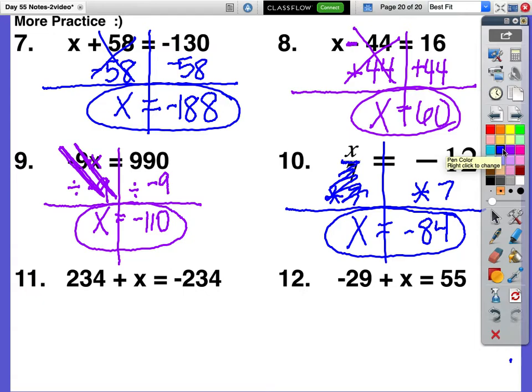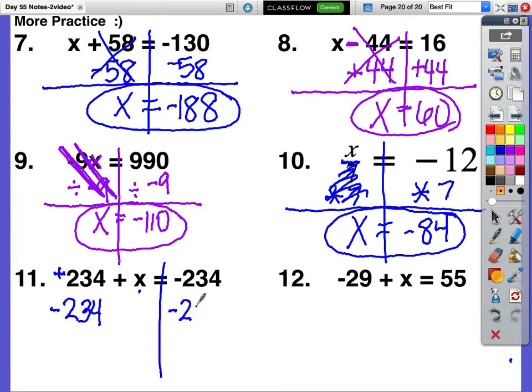All right, number 11. 234 plus x equals negative 234. We're going to draw a line down the middle. We see our x right here, and we are trying to get it by itself. Now, we know that this 234 is being added to it. Especially when you have a number written at the beginning of your problem, it would be helpful, until this makes more sense to you, to go ahead and put that positive out in front of it, just so we can very easily see that we need to subtract 234.